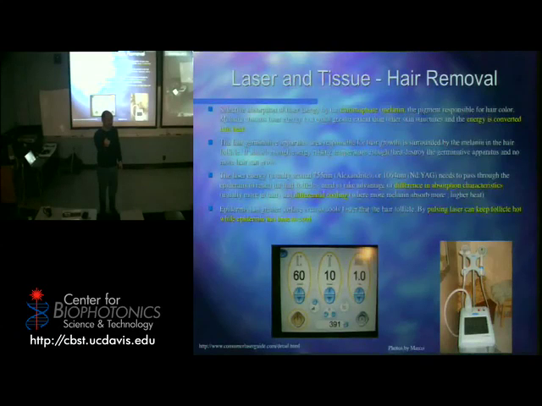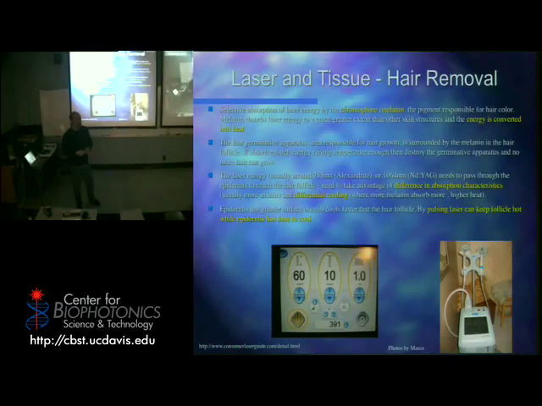I want to heat it and make it die, so therefore it can't grow the hair anymore. That's what laser hair removal is. Well, how do I do that? I have to pick the wavelength of the laser correctly so that your hair follicle will absorb that energy.